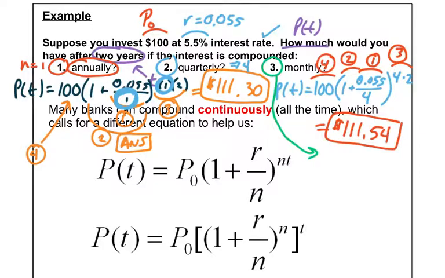All right, do you want to try number 3 on your own, friends? This is monthly, so now what's your n value? 12. All right, here's my equation.